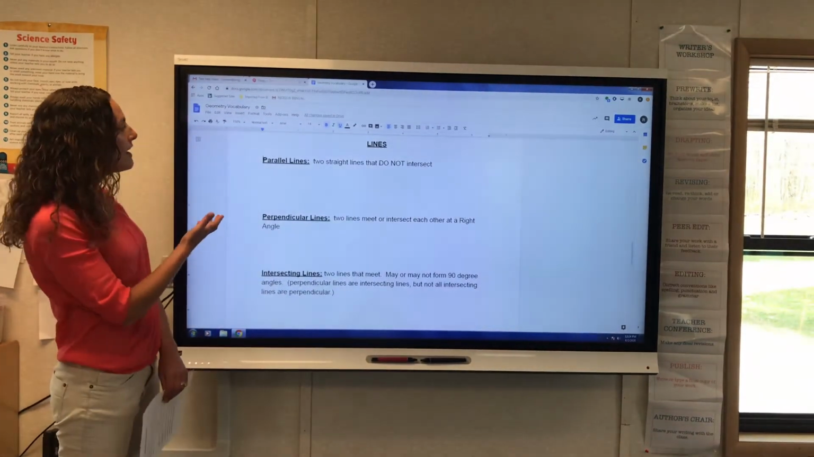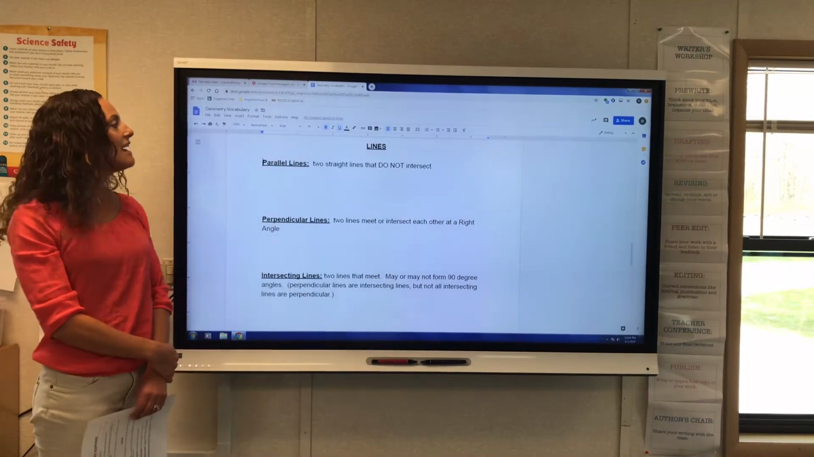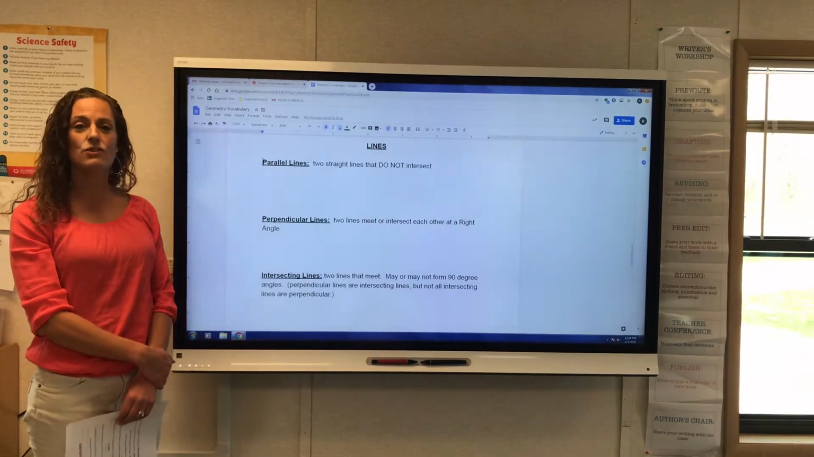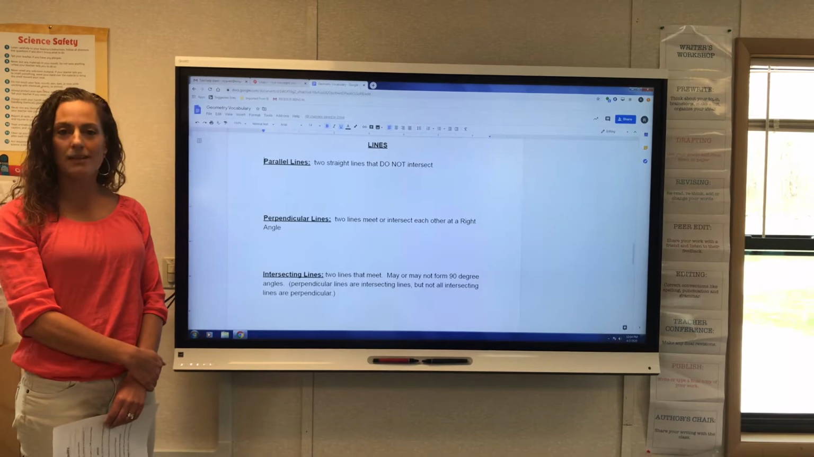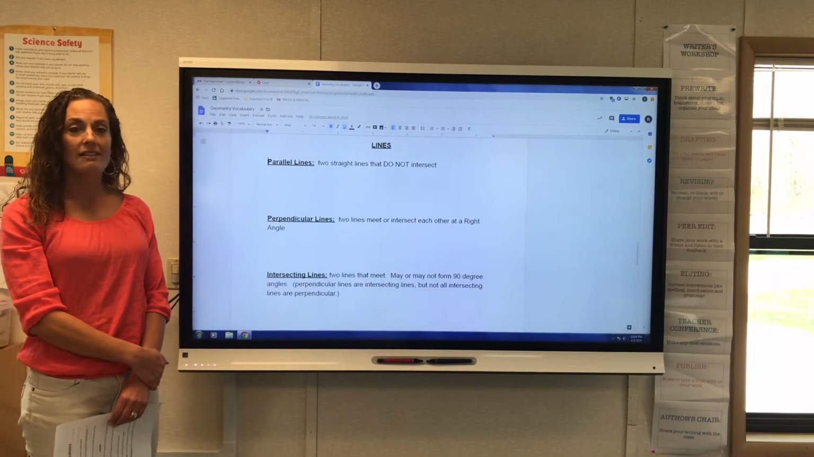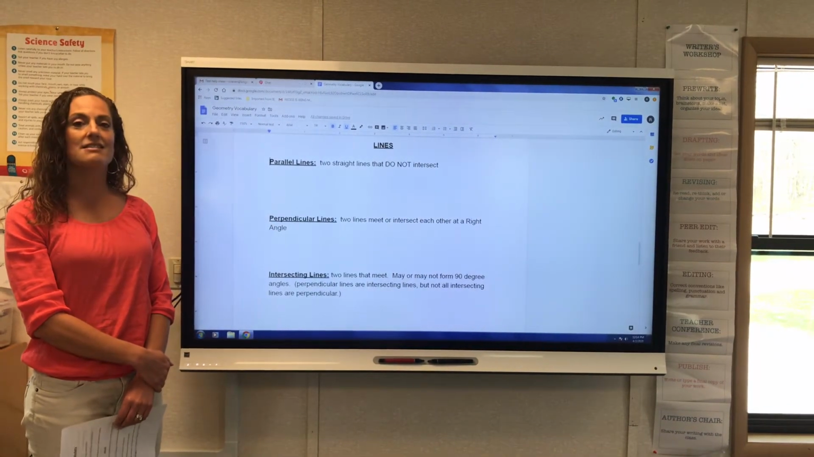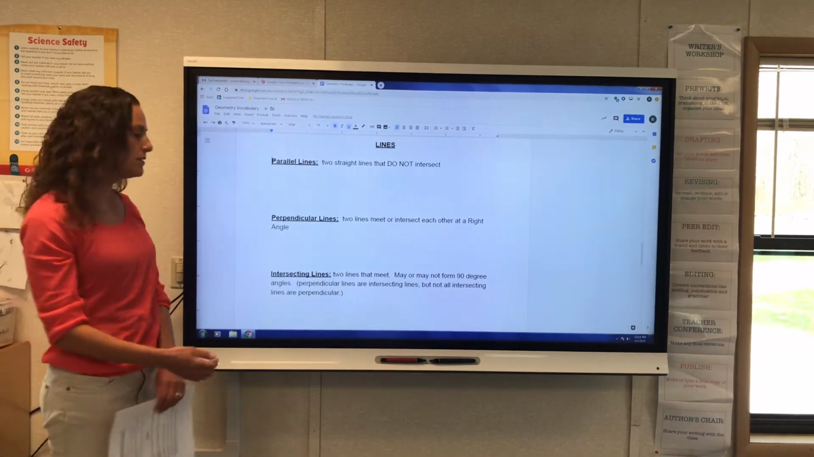Okay, parallel lines are 2 straight lines that do not intersect. They do not meet. They never will. They will always stay the same distance apart. Let me show you a diagram.